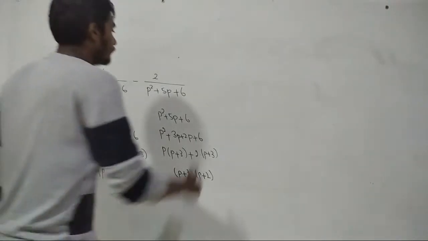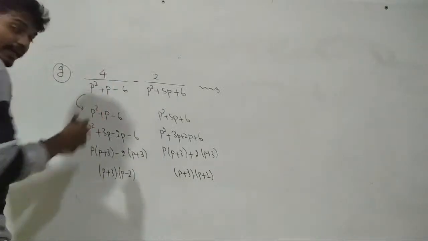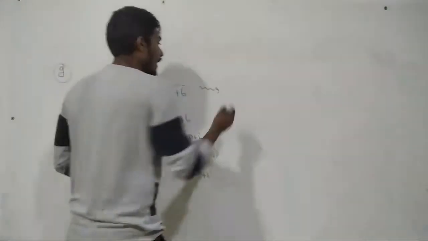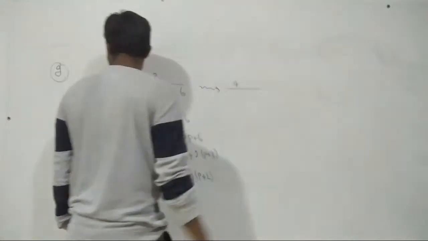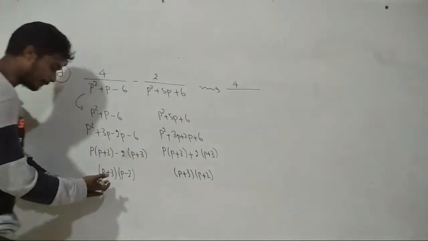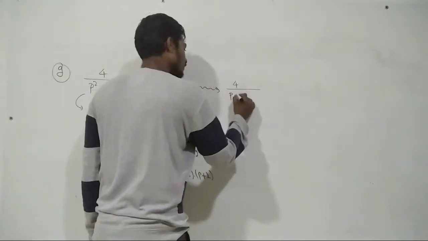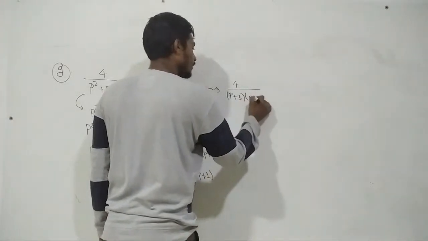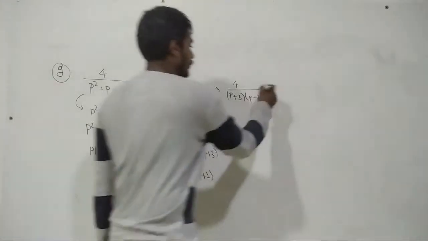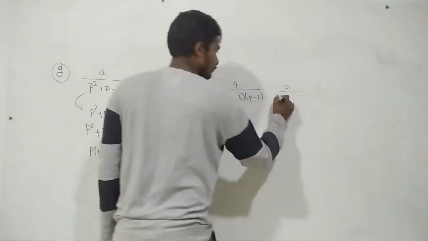So guys, now if you write the denominator in the factorized form, what you're going to have is 4 over p square plus p minus 6. So that's going to be p plus 3 into p minus 2, and then guys, you're going to have minus 2 into p plus 3 into p plus 2.